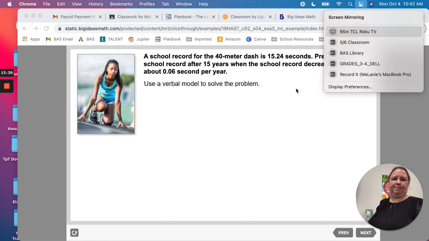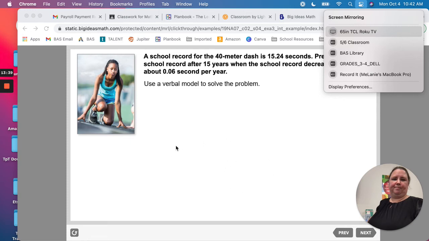So we know our current record is what? 15.24. How many years are we going? 15 years. 15 times, what was the yearly change? 0.06. Are we going faster or slower? It's going to be a negative 0.06 because we're running faster. Okay, so here is our problem we have to solve in order to find the school record 15 years from now.